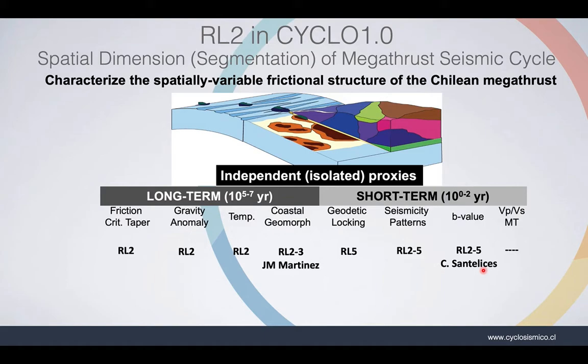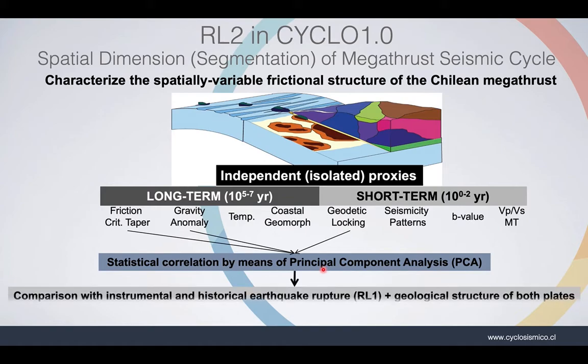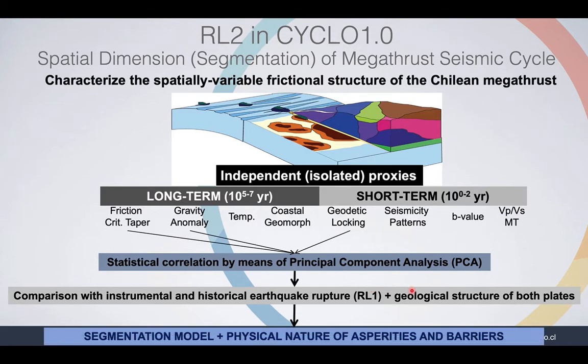But what is important to this summary is the work done by Diego Molina in the first part of his PhD thesis, trying to analyze the spatial correlation between these three different proxies by means of principal component analysis. From this integrated analysis, we can compare the result with the instrumental and historical earthquake rupture produced in Research Line 1, and the geological structure of both plates, in order to create a segmentation model and to investigate the physical nature of asperities and barriers.